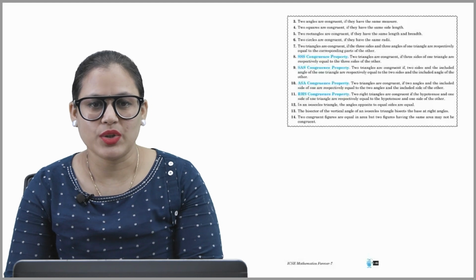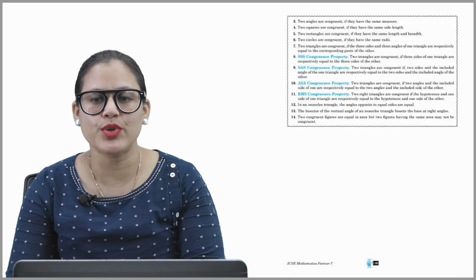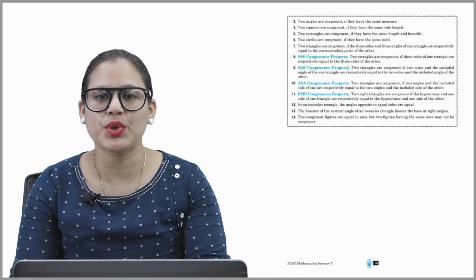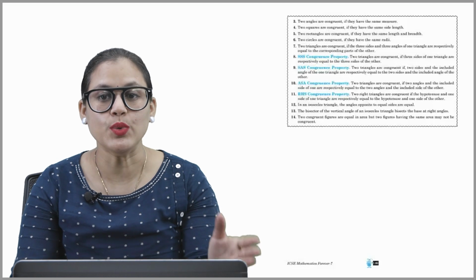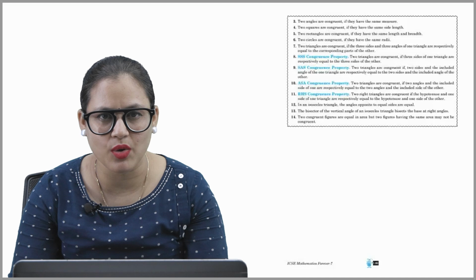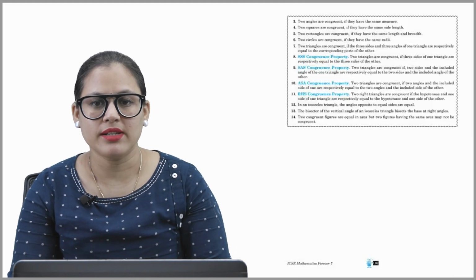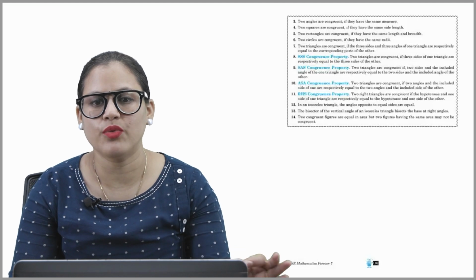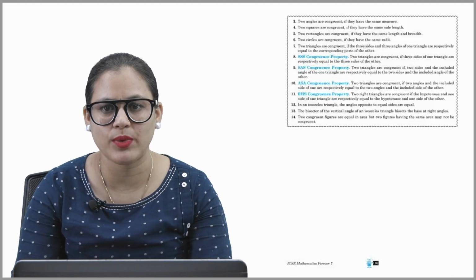8, SSS congruence property: two triangles are congruent if three sides of one triangle are respectively equal to the three sides of the other. 9, SAS congruence property: two triangles are congruent if two sides and the included angle of one triangle are respectively equal to the two sides and the included angle of the other. 10, ASA, that is the angle side angle congruence property: two triangles are congruent if two angles and the included side of one are respectively equal to the two angles and the included side of the other. 11, RHS congruence property: two right triangles are congruent if the hypotenuse and one side of one triangle are respectively equal to the hypotenuse and one side of the other.